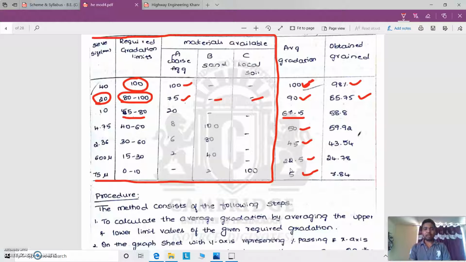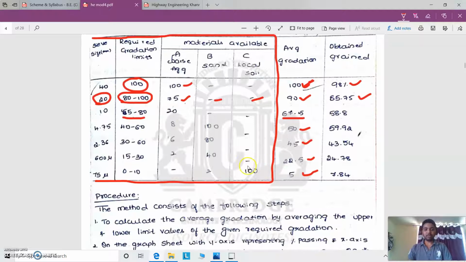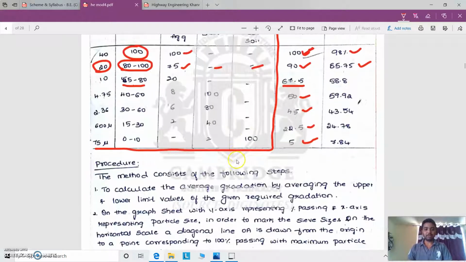Different problems will be given in the Khanna book. You can refer to that book and try solving problems on this content. If you are not getting solutions in this regard, you can contact me, and I will try to solve those problems in further video lectures.